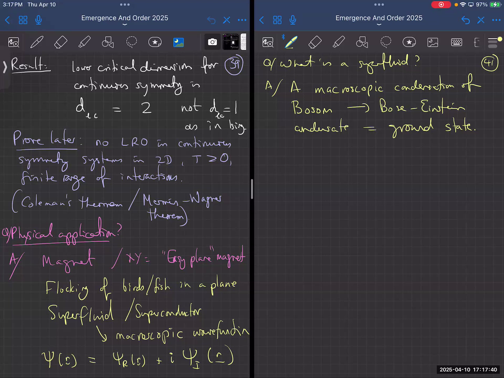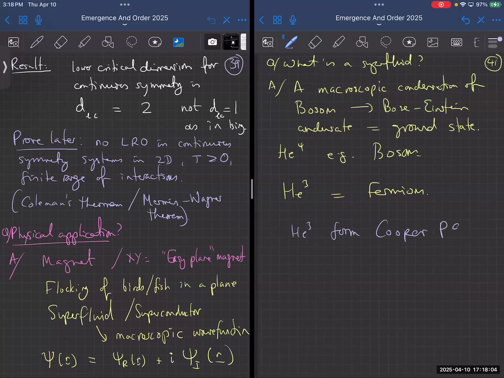Okay, but helium-3, these are fermions. So what happens in helium-3 is very interesting. The helium-3 form Cooper pairs. So what you get is a bound state of two fermions forms a composite boson.